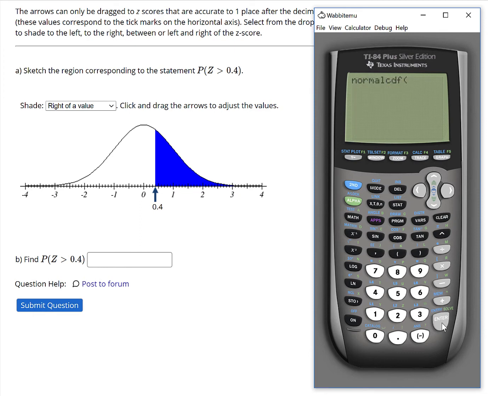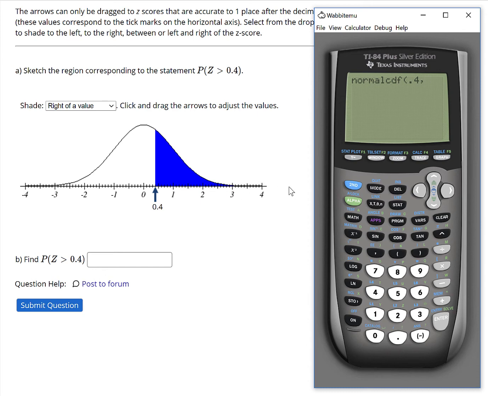and it takes two inputs to start with, and those inputs are always a lower bound for a shaded region and an upper bound for a shaded region. The lower bound for my shaded region now is 0.4. The upper bound is positive infinity. It looks like it stops at 4, but it doesn't.